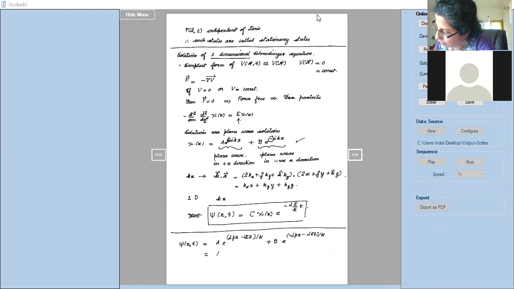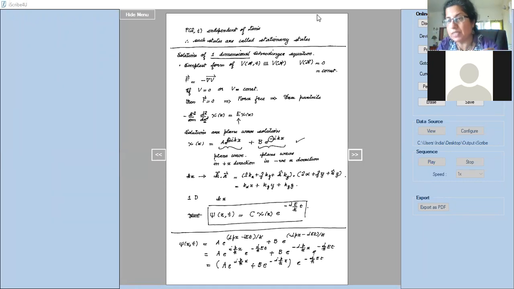Now let us just simplify this. This is going to be nothing but A e to the power of i p by h cross x, e to the power of minus i by h cross Et, plus B e to the power of minus i p by h cross x, e to the power of minus i by h cross Et. And then what do you get? Essentially, you will get A e to the power of i p by h cross x plus B e to the power of minus i p by h cross x, times e to the power of minus i by h cross Et, correct? I hope this form will convince you that this is nothing but your free particle solution, right? So let me just get back here.